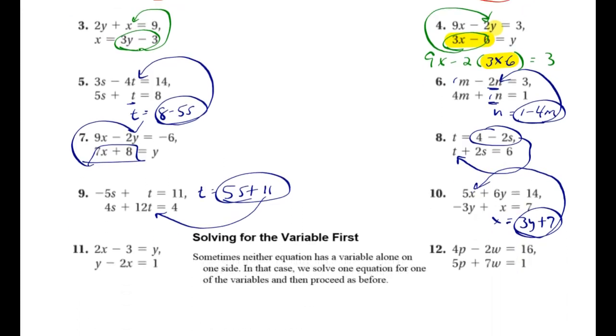If both, well, this one's easy. Just plug it into the bottom y.